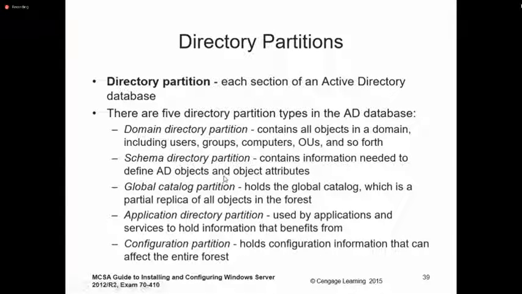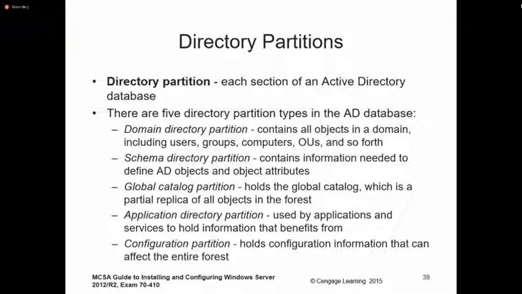Then there's the global catalog partition, which has a partial replica of all objects in the forest. So it actually has a copy of all objects in the forest, right? Then there's the application directory partition, which is used by applications and services to hold some information about those applications. Then there's the configuration partition, which stores the configuration information that affects the entire forest.